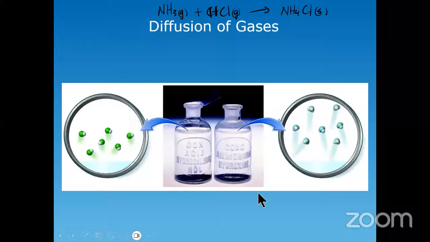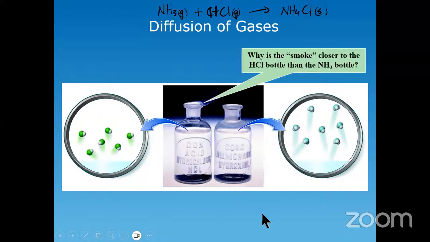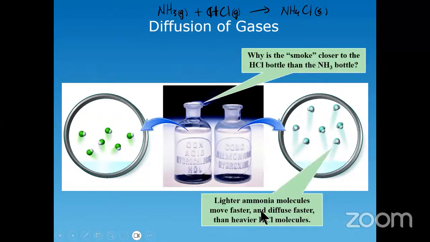Let me go back to full screen here. All right, so basically, what we just talked about is what you see here in this green box. The ammonia is lighter, so therefore they move faster than the hydrogen chloride molecules, and therefore they will come into contact closer to the source of the hydrogen chloride.